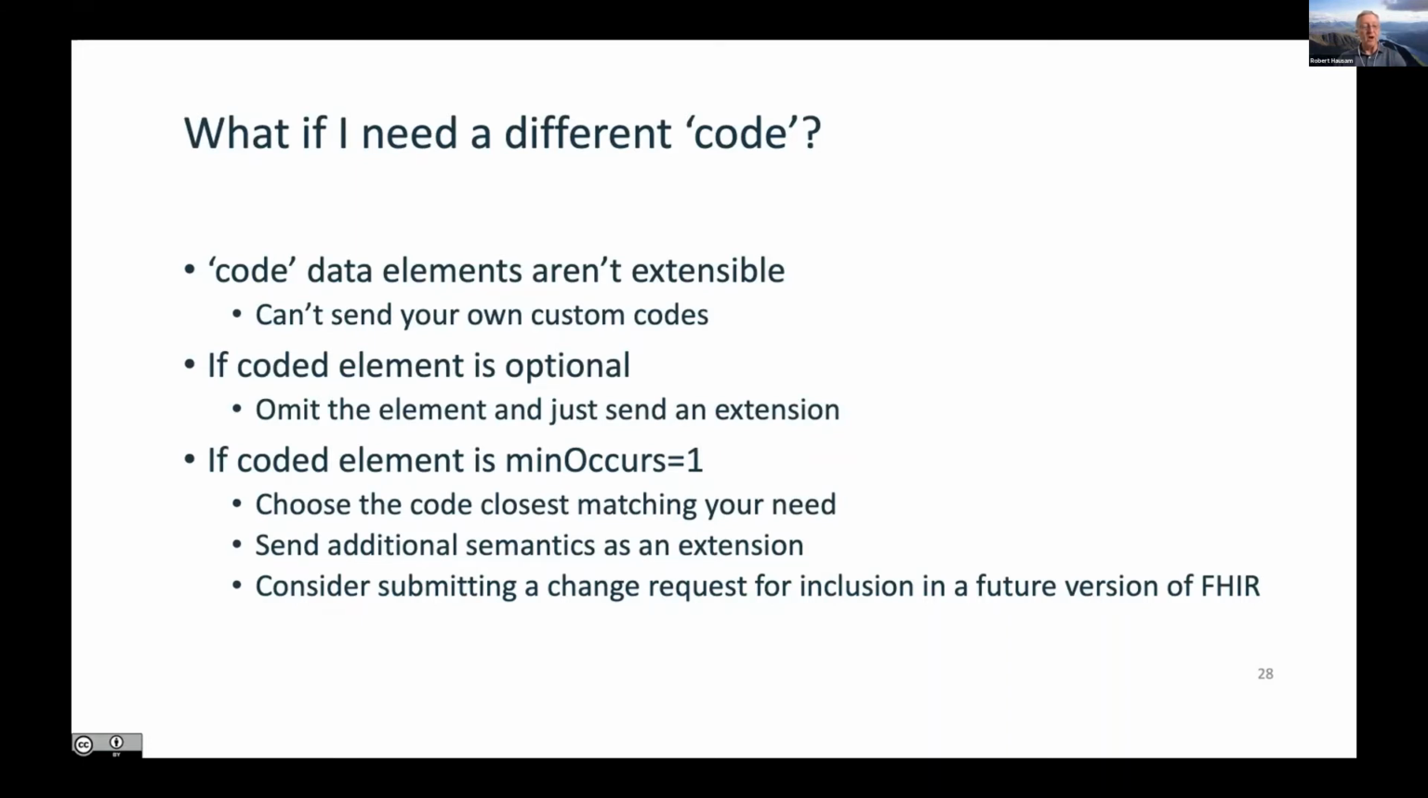Or if it's a required element with a min occurs equals 1, it can't be left out. Then you basically have to choose the code that's closest, the one matching your need. But if you have something additional, you could use an extension to send additional codes or whatever you want. But if you actually run into this, then maybe the specification is not adequate, and you want to consider submitting a change request to fix it and make it better in future versions of FHIR.